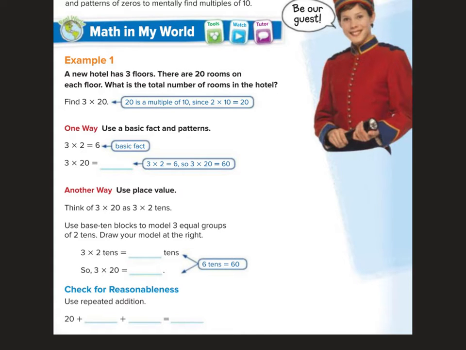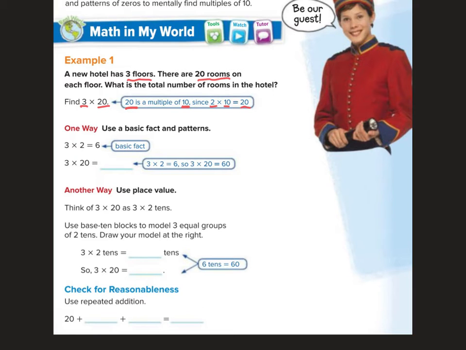All right, up top. Oh, I guess we don't need to read up top. We just need to read Example 1. A new hotel has 3 floors. There are 20 rooms on each floor. What is the total number of rooms in the hotel? Okay, so what we need to find is 3 times 20. So here's what we have to think about. 20 is a multiple of 10, since 2 times 10 is 20.